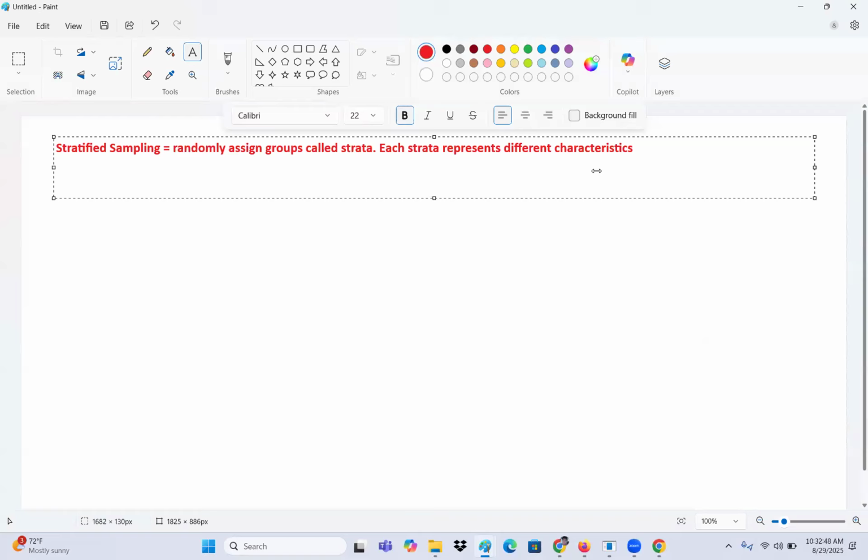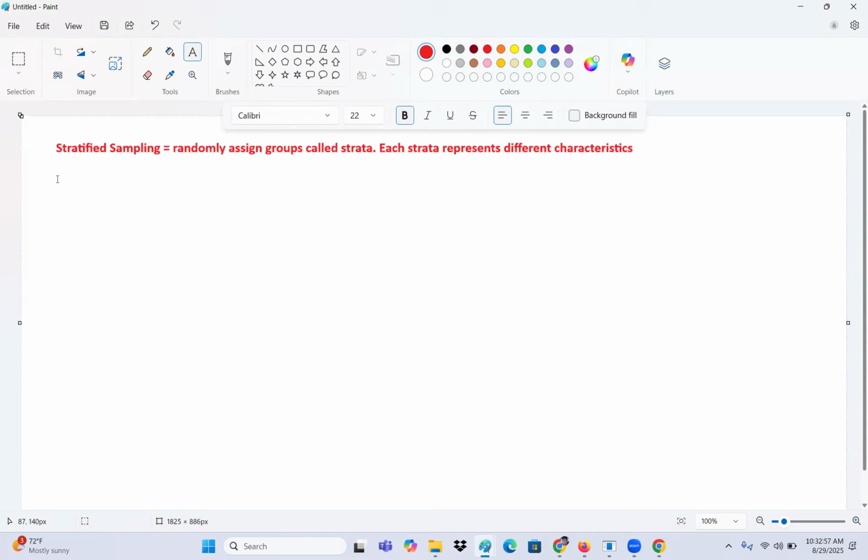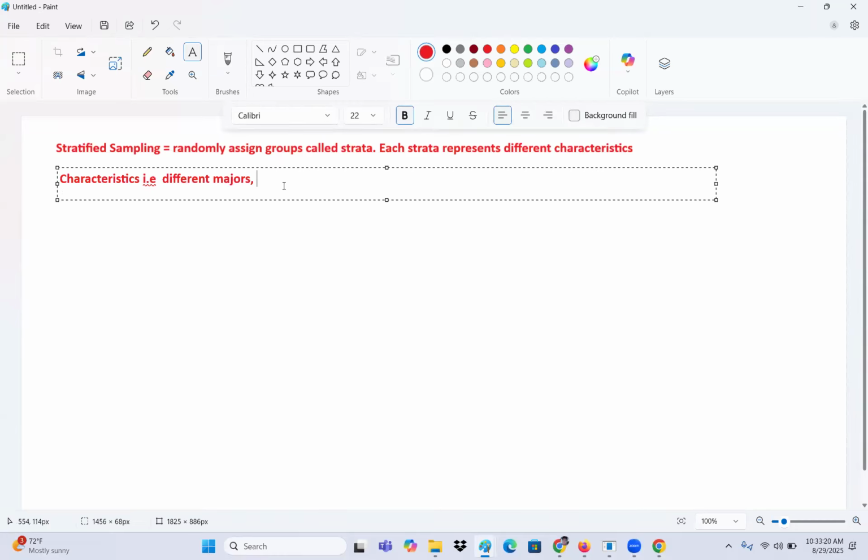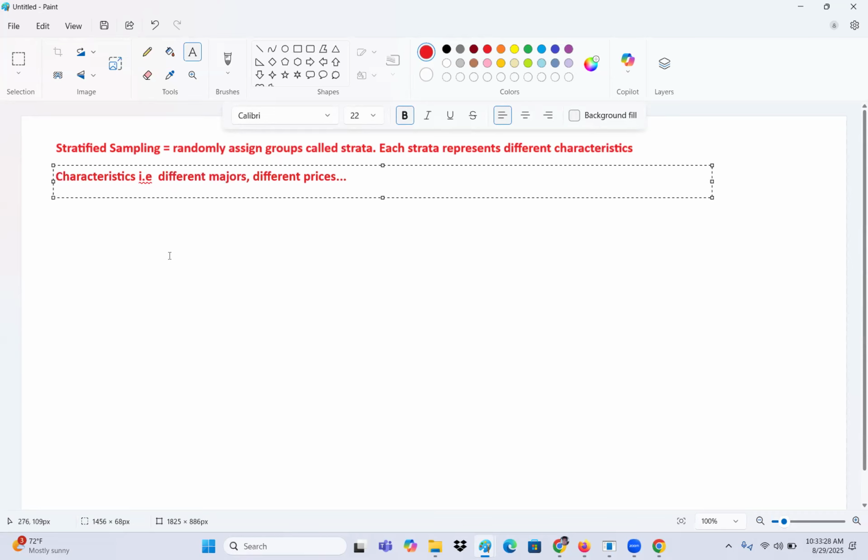So let's say a group of non-smokers and smokers, and a group of different majors. This is what we call stratified sampling. For example, different majors, and the statistical score charts, those are good too. Different prices, something like that. All of this is going to be good. That's what matters.